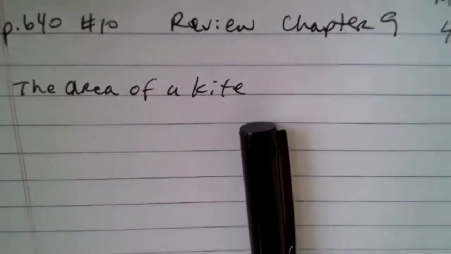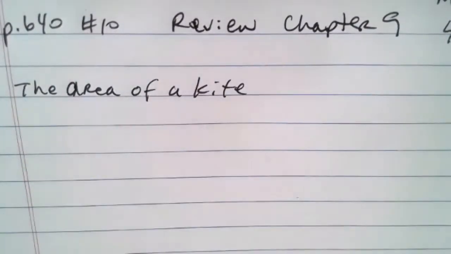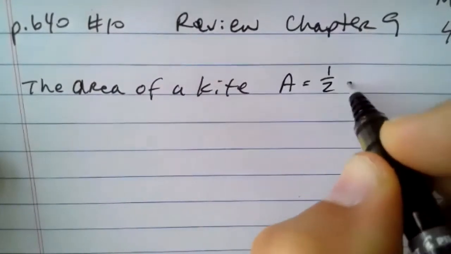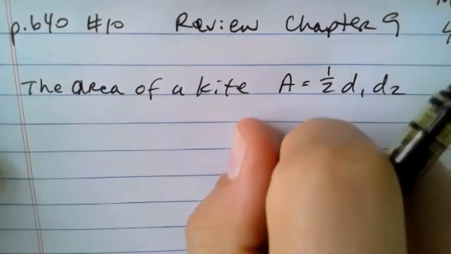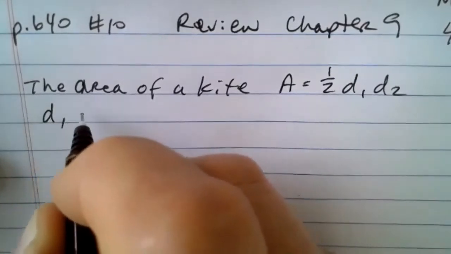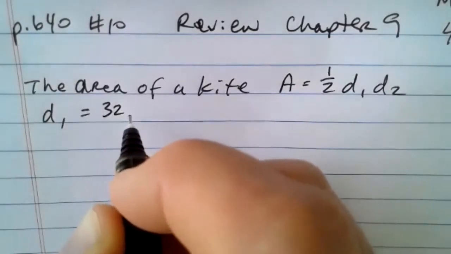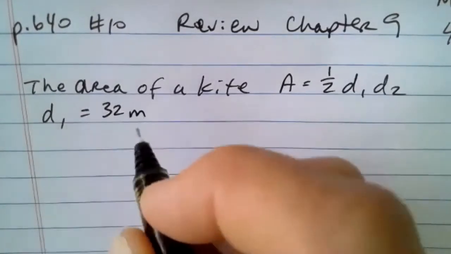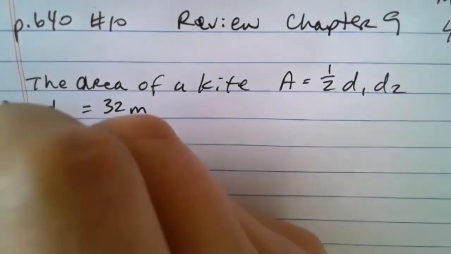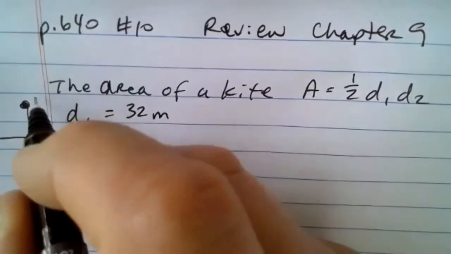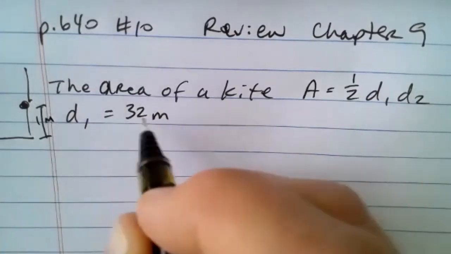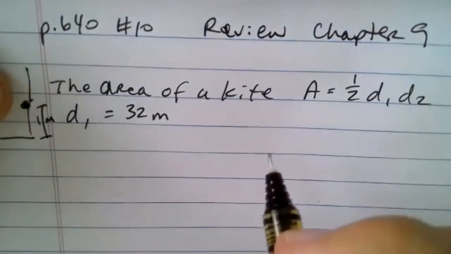Okay, so the area of a kite formula is a lot like the area of a rhombus formula. So it's still going to be 1/2 d1 d2. So we're going to have the area of a kite where d1 is 32 meters, which is very long, by the way, for a kite. A meter is like the distance from the floor to a doorknob. If you were to open a door, that's 1 meter, right? This is 32 meters. That's a pretty tall kite.